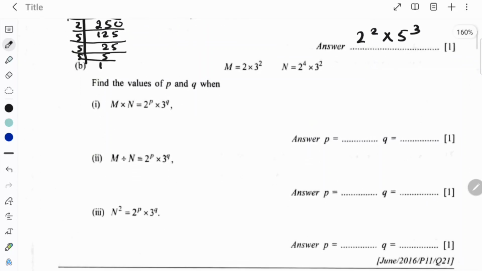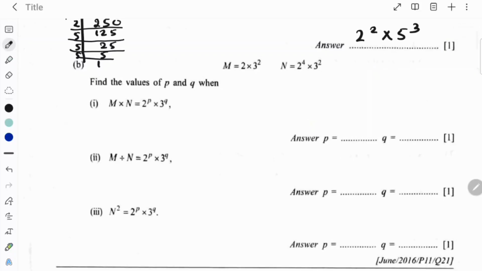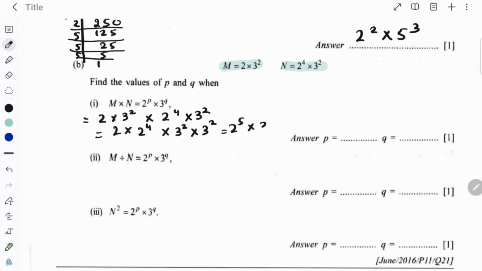Find the values of p and q when m times n is equals to 2 to the power p times 3 to the power q. Okay, now replacing m as 2 into 3 square and n as 2 to the power 4 into 3 square. Okay, this is m and this is n. So m is 2 times 3 square and 2 to the power 4 into 3 square. So that will be equals to 2 to the power 1 and 2 to the power 4 together, and 3 square and 3 square together, that is equals to 2 to the power 5 and 3 to the power 4.